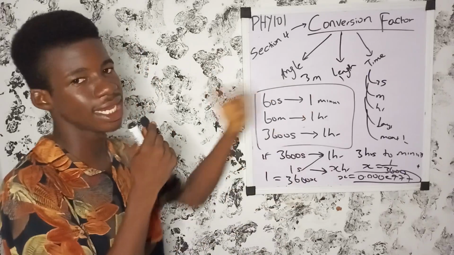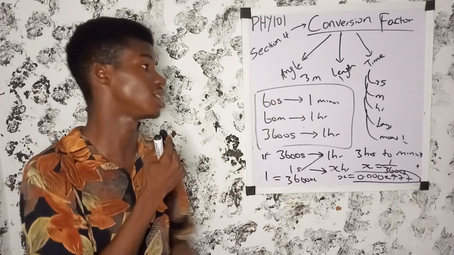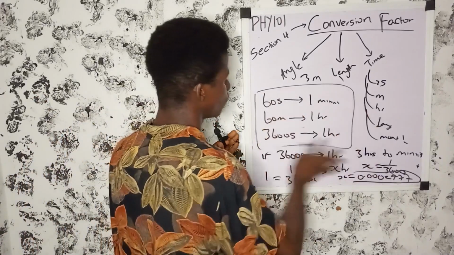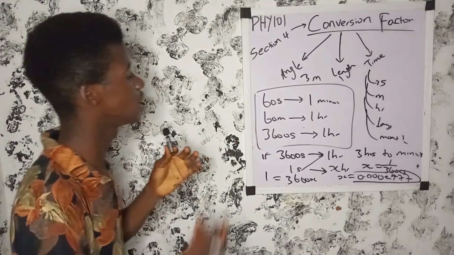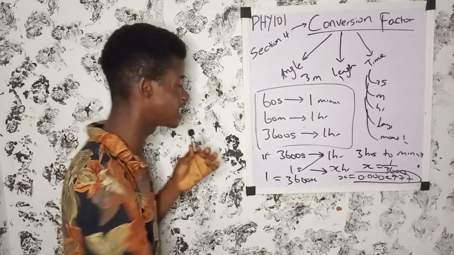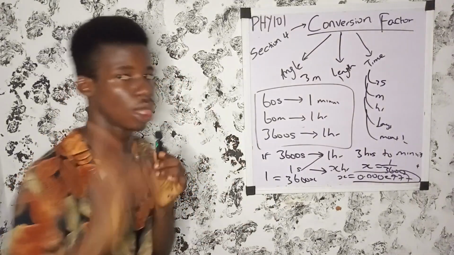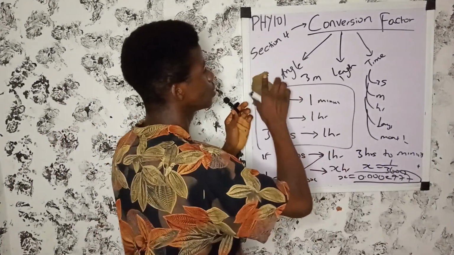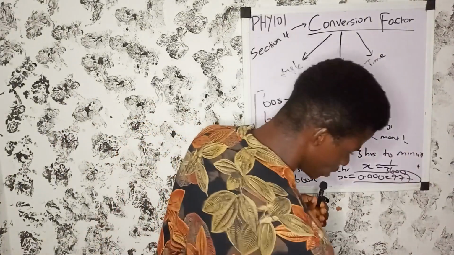Now let's move to the exercise question in your textbook. Please take note of all these. 60 seconds equals 1 minute, 60 minutes equals 1 hour, then 3,600 seconds equals what? 1 hour as well. So let's move to the exercise question in your textbook.